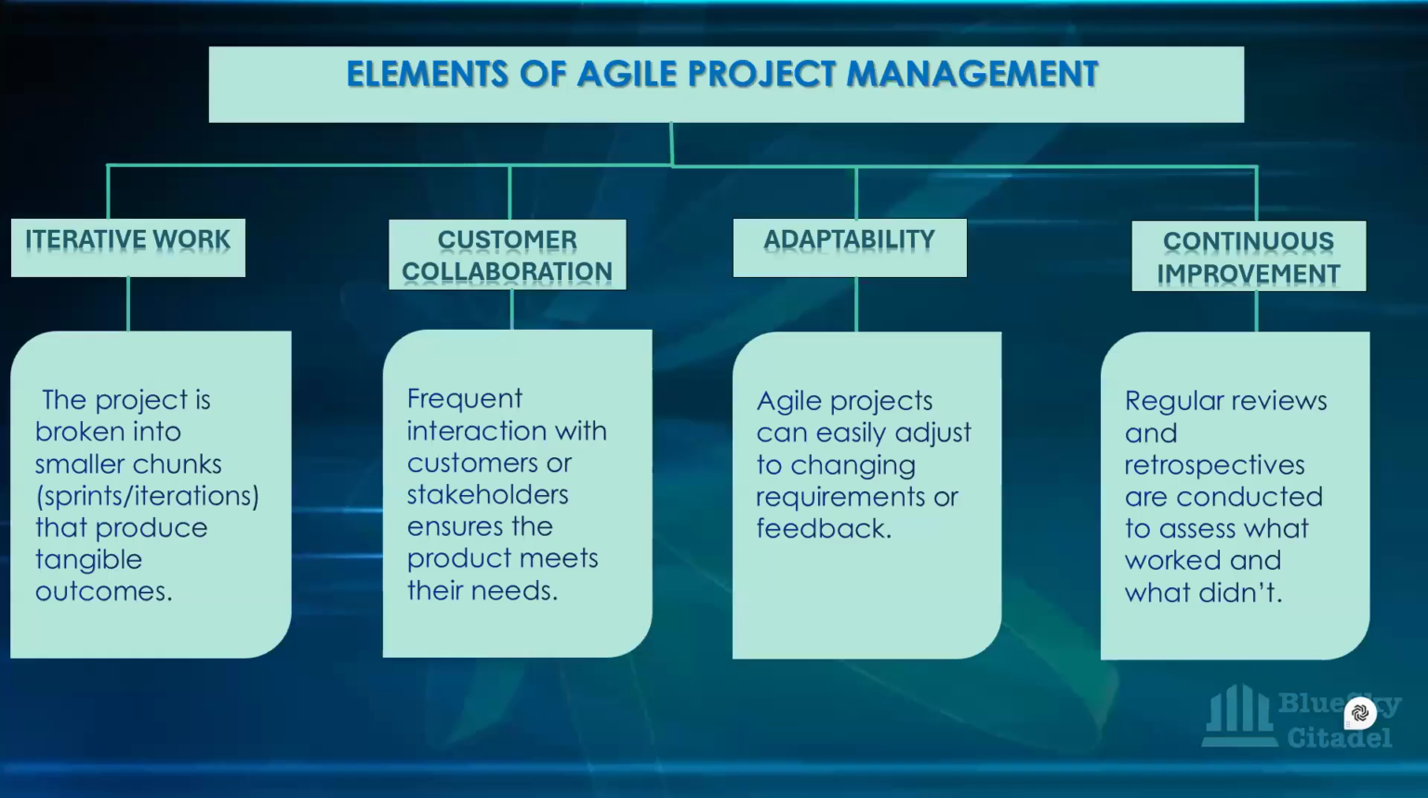Okay, so quickly, we're just going to move on to look at some of the key elements of an Agile project. Like I said, these are not all, but these are some of the key elements of an Agile project management approach. So we look at iterative work, which I've mentioned so many times in the course of tonight. The project is broken down into smaller chunks and worked on in an iterative cycle, which is called a sprint. And that produces tangible outcomes at the end of it.